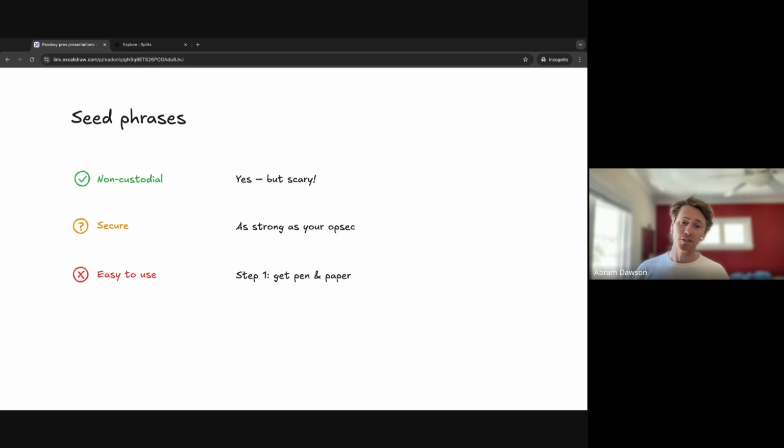Is a seed phrase easy to use? I don't think we have to dive in too deep here, but when the first step is get a pen and piece of paper, that's not a great start. And the next step is install a browser extension. That's also not a great follow-up.